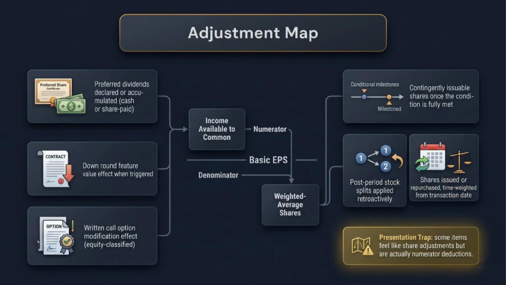Before calculating, map the adjustment. Some items reduce the numerator, such as preferred dividend claims, triggered down round effects, and certain written call option modification effects. Some items affect the denominator, such as contingently issuable shares once the condition is satisfied, or stock splits applied retroactively. Do not guess based on the instrument name. First classify the issue, then calculate. EPS rewards mapping before math.